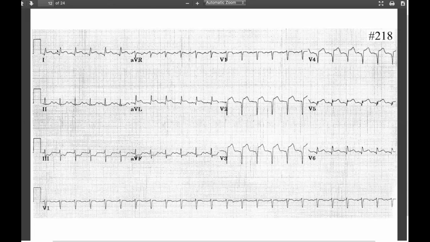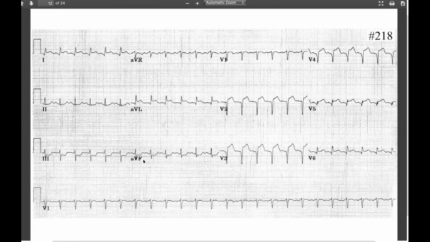So we have an ST elevation in lead 1, and then also in AVL, and also here in V2, V3, V4, V5, V6, lead number 1, and AVL. There's also ST depression in AVF. So I said that it's an acute extensive anterior MI.